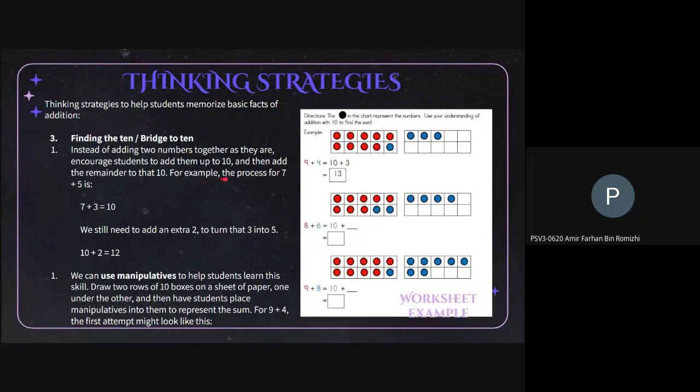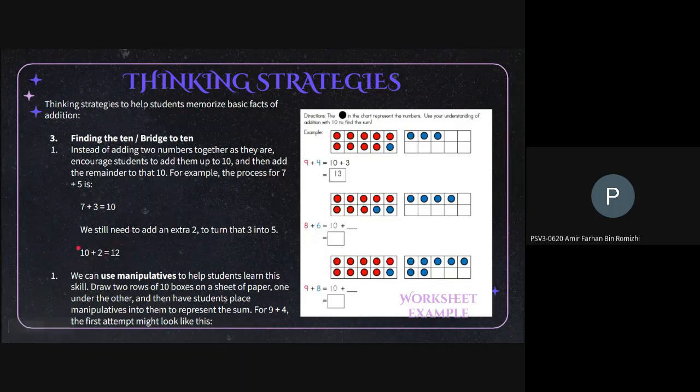For example, the process for 7 plus 5 is we take the first number, 7, and add the remaining number needed to reach 10, which is 3. Then we still need an extra 2 to turn that 3 into 5. So it will be 10 plus 2, which equals 12.